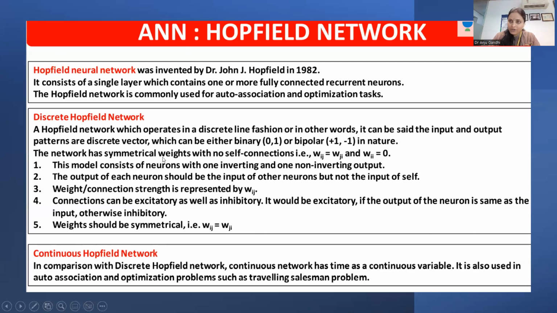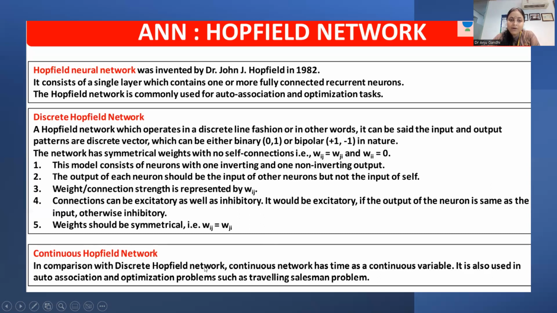So we will study two types of Hopfield networks, and we will perform numericals on these Hopfield networks also, right? We have discrete and we have continuous. In discrete, we may get input as binary or bipolar in nature. There are no self-connections, and there are symmetrical weights: Wij is equal to Wji. They will have the same weights on both sides. Then Wii is going to be zero, right? The model consists of neurons with one inverting and one non-inverting output. So these are the characteristics of the discrete Hopfield network.